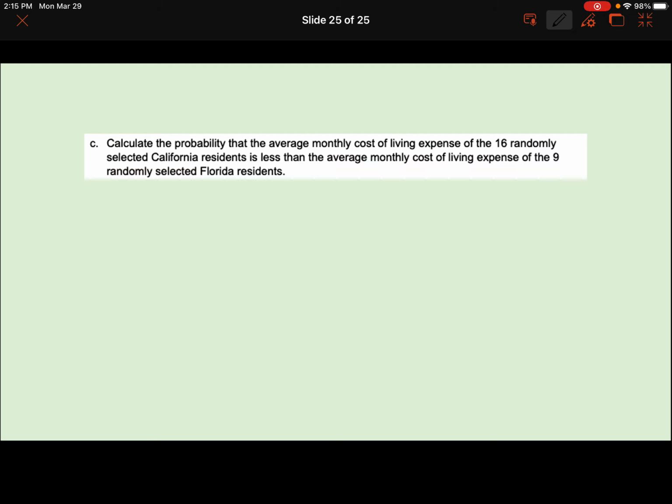All right, last part. Calculate the probability that the average monthly cost of the 16 randomly selected California residents is less than the average monthly cost of the living expenses of the 9 randomly selected Florida residents. So here I'm looking for, I'm just going to put this in math writing, the probability that from my sample of Californians and their living expenses, if I subtract my average from my Floridians' living expenses, I want that to be less than 0. Because we're looking for the Californians being less than the monthly cost for Florida.